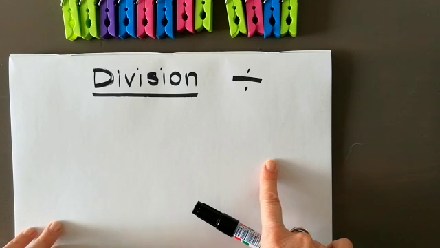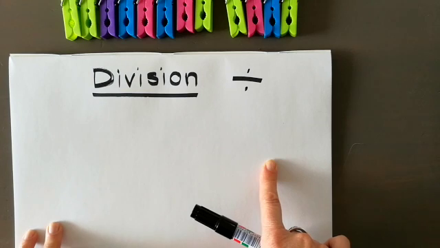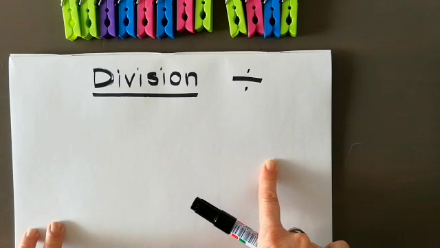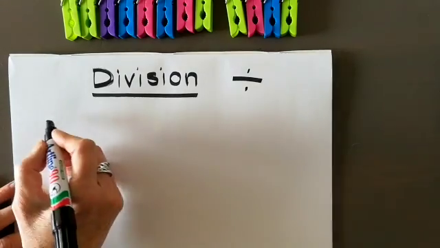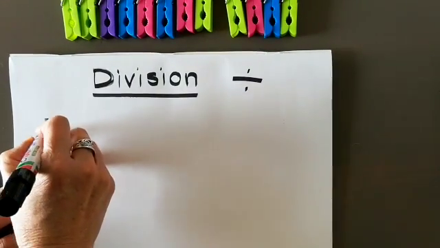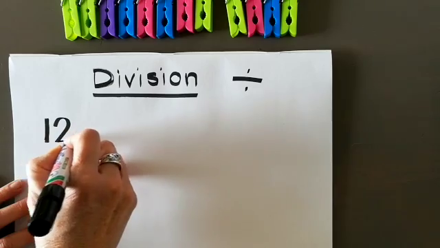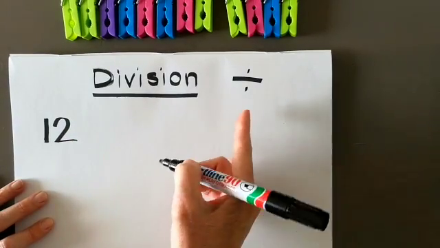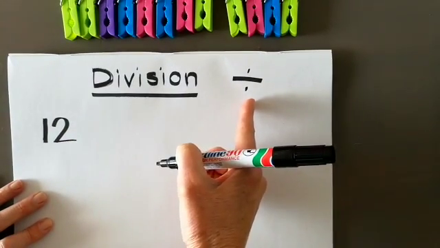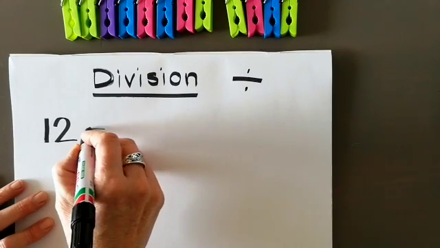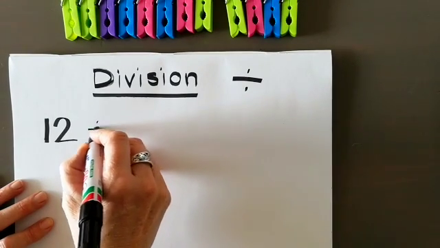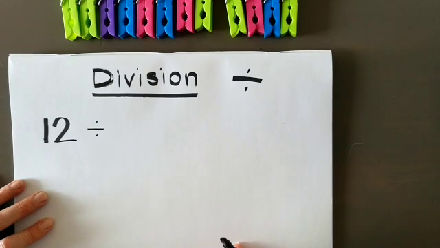So we had how many? If we are going to write this in a number sentence, how many did we have to start with? That's right, you're all telling me it was 12. That's right. Now, what symbol do we need to use? That's right, the division symbol. It looks like it's splitting, doesn't it?